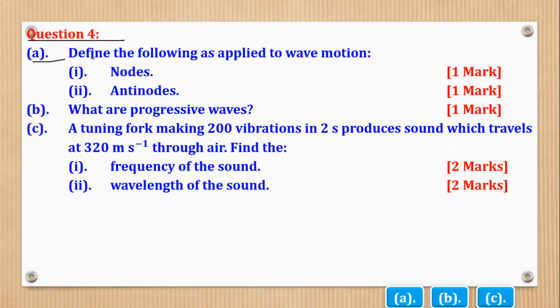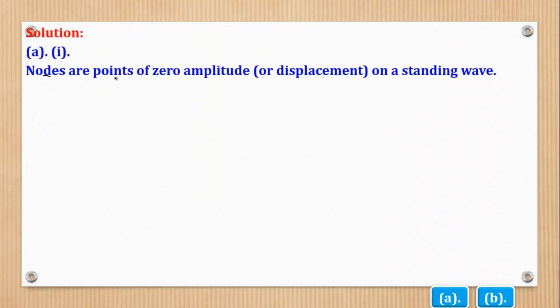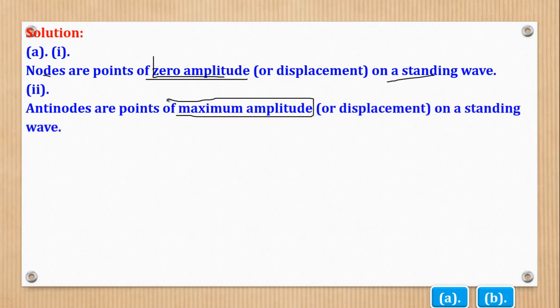Question 4, part A says, define the following as applied to wave motion. Roman 1, nodes, Roman 2, antinodes. So for nodes, nodes are points of zero amplitude on a standing wave, as simple as that. So the keyword is zero amplitude. Whereas antinodes are points of maximum amplitude on a standing wave, as brief as that.